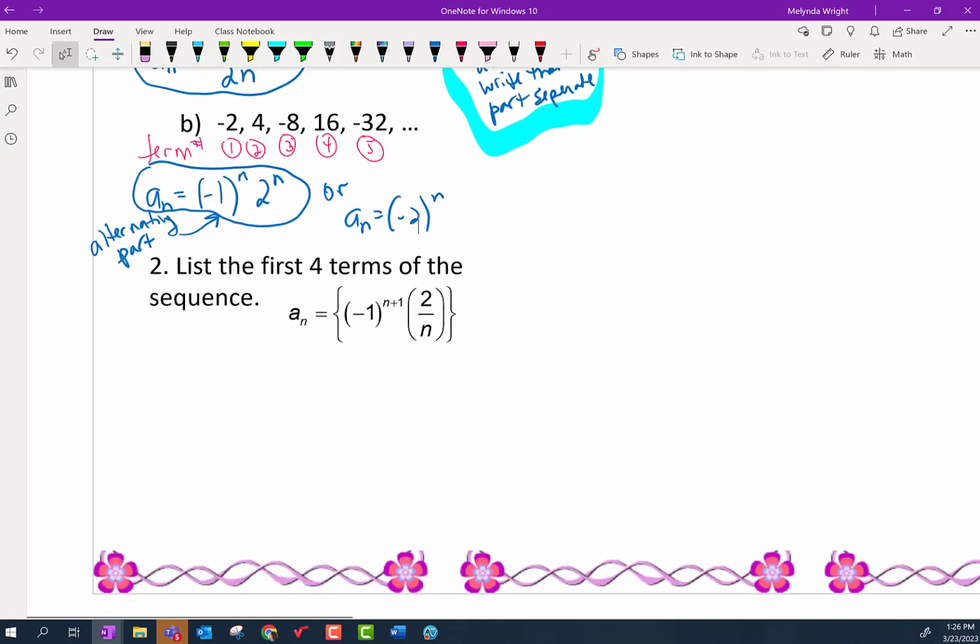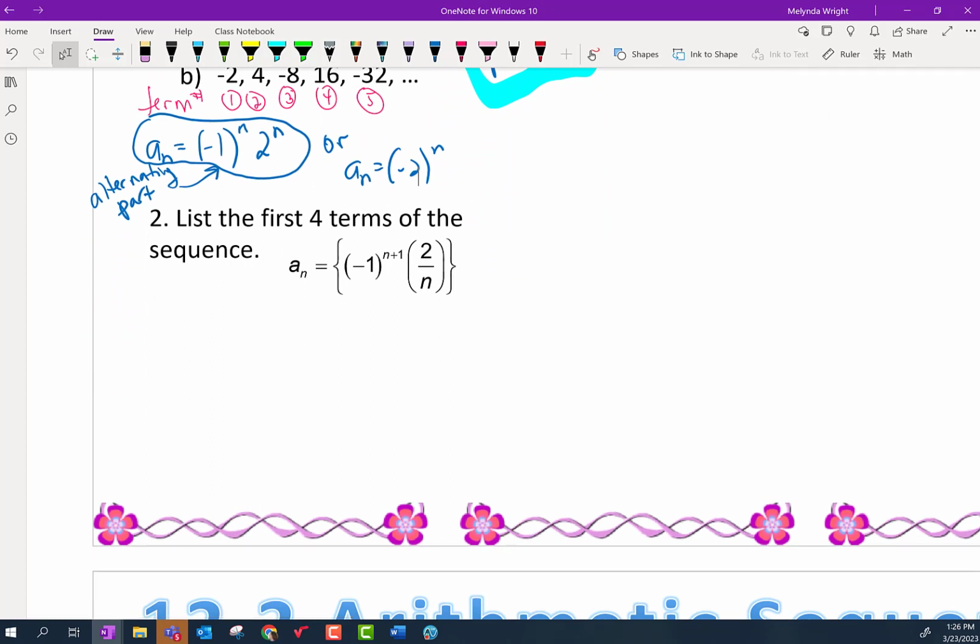All right, so let's look at the next one. We're supposed to list the first 4 terms of the sequence. Okay, we can do that. So a sub 1 is the first term. I'm putting a 1 right here, and a 1 right here, and a 1 right there. For my first term, I put 1s everywhere the n is.